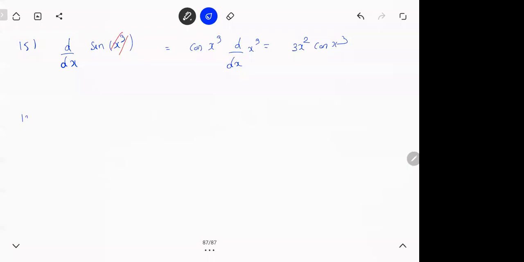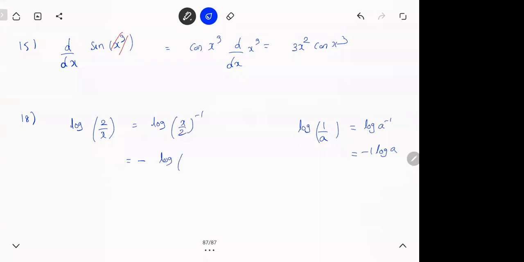18? Log 2 by x. I don't know whether you guys have learned logs or not, but you can write log 1 by a is log a power minus 1. So minus 1 log a, you can write like this. Powers come outside. So this can be written as log of x by 2 whole power minus 1. So minus comes out. But in case you don't know about logs, I think you can leave it for now. Later on, when we teach you logs, you will get a hang of it.